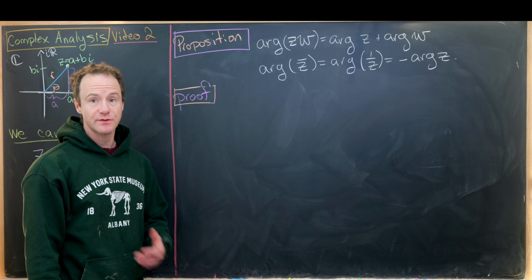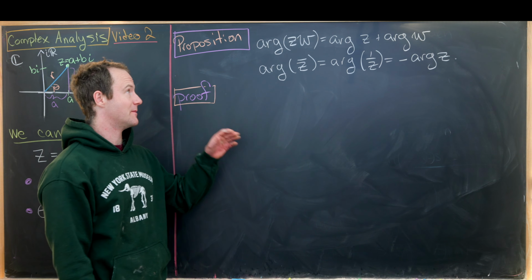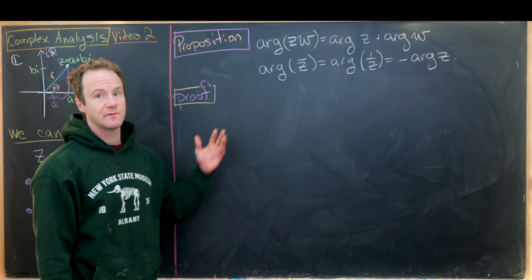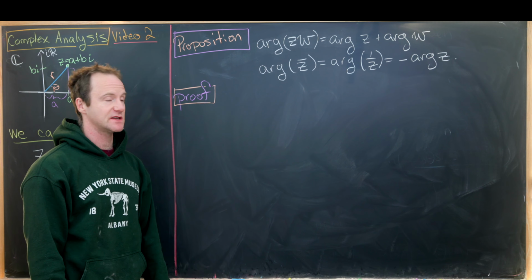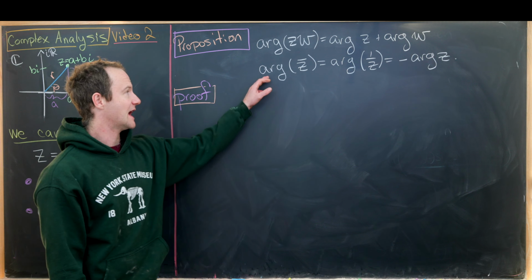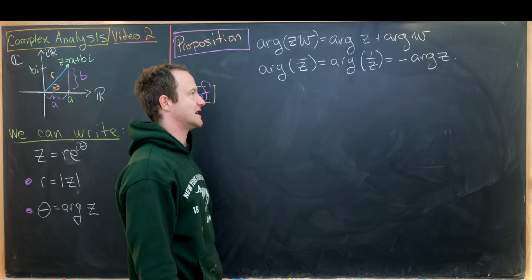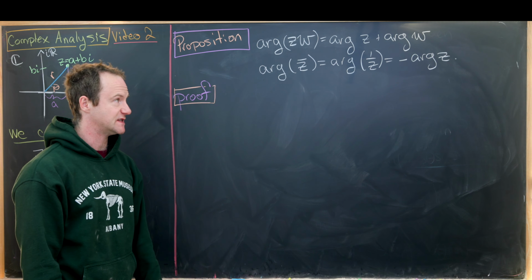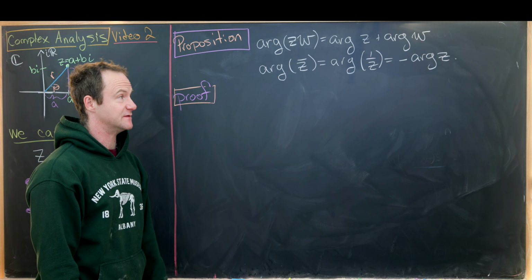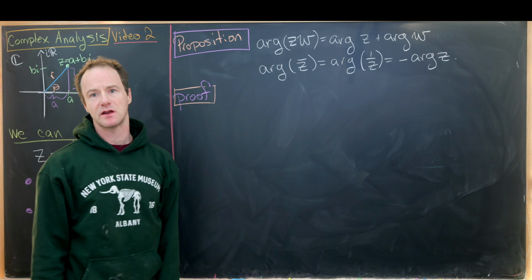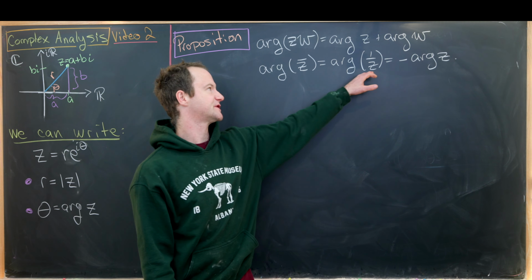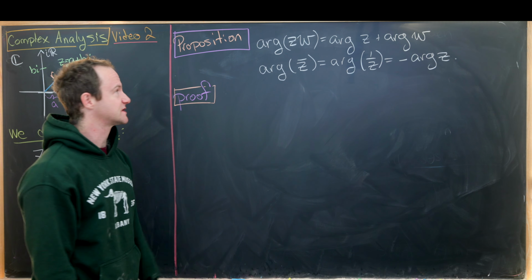and we'll move on. Next, we're going to look at a nice simple proposition about the argument. So first off, the argument of z times w is equal to the argument of z plus the argument of w. And next, the argument of z bar is the same thing as the argument of 1 over z, which is the argument of z but negative. So negative the argument of z. And this should be as long as z is not equal to 0, just for this bit right here. Okay, so let's look at this.